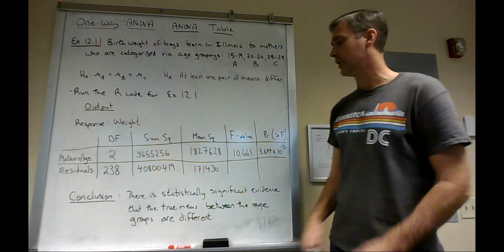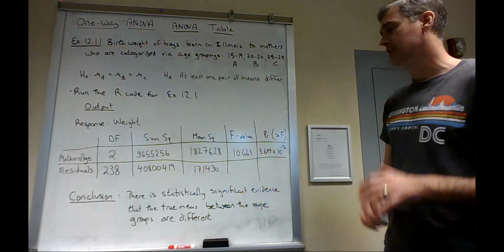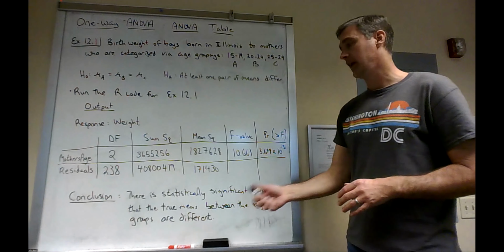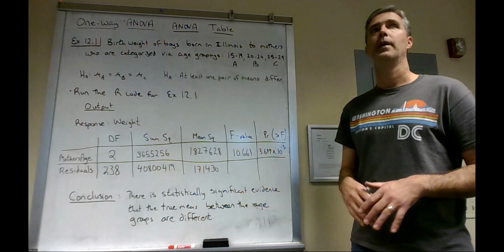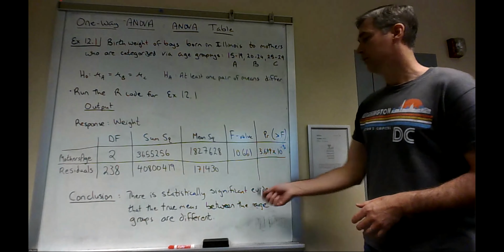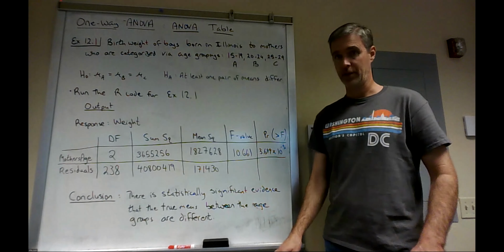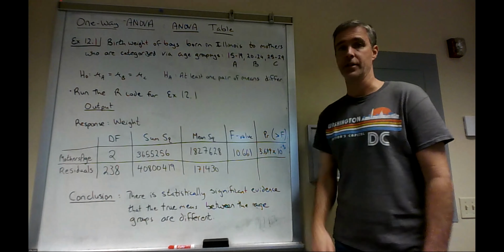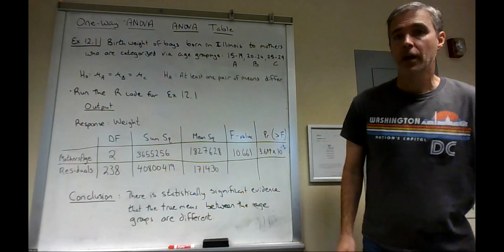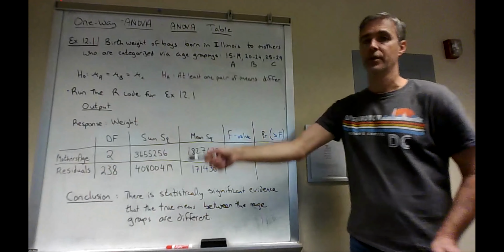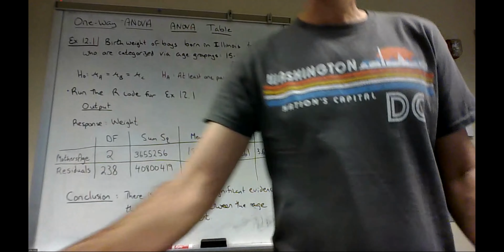So we can conclude that there's statistically significant evidence that the true means between the age groups, the true baby weights of boys between the age groups of the mothers, are different. So those means are not the same. Okay, great statistical evidence to support that. Now let's go over to the next panel and get a sense of what this table is actually telling us from the formulas from video 1.